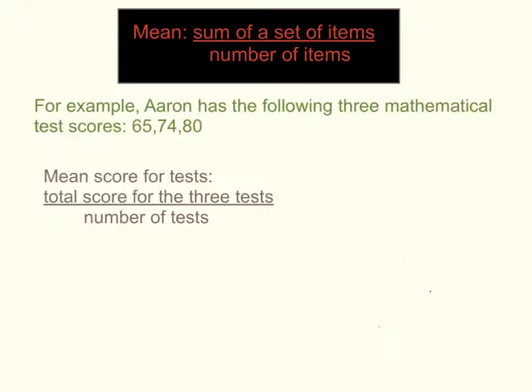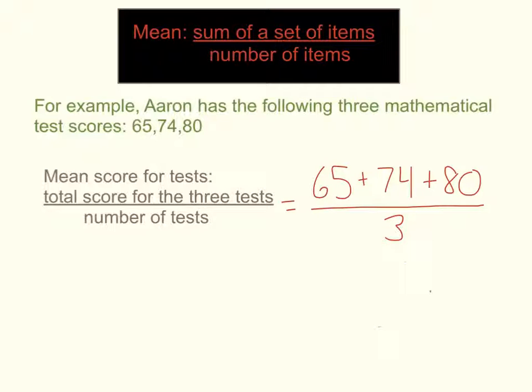So let's look at our first example. Aaron has the following three mathematical test scores: 65, 74, and 80. We're going to find the mean for the test scores. So what we're going to do is find the total score for the three tests and divide it by the number of tests. So you'll do 65 plus 74 plus 80 and divide that by 3 because there are three test scores. So 65 plus 74 plus 80 is equal to 219, and then divide that by 3.